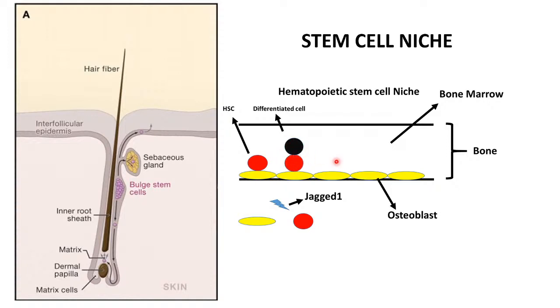But after division, if they go away, this cell is dividing into two cells. One is still in contact with osteoblasts, and one is away from that contact. It will be differentiating into something else. That is how hematopoietic stem cells can give you different types of cells.